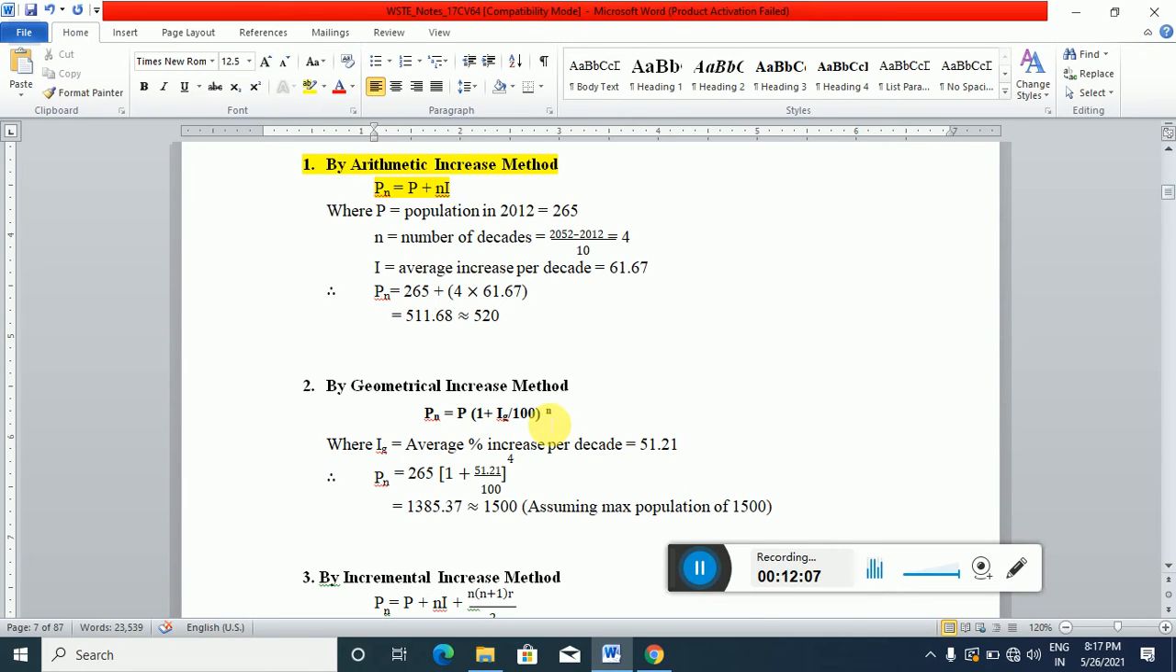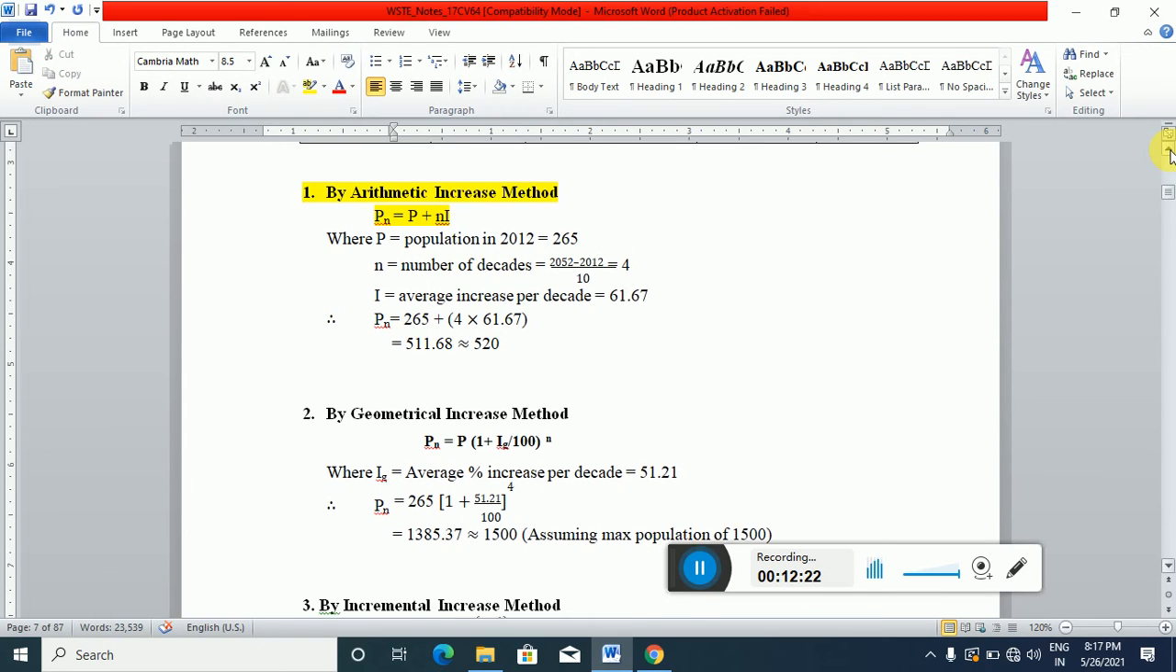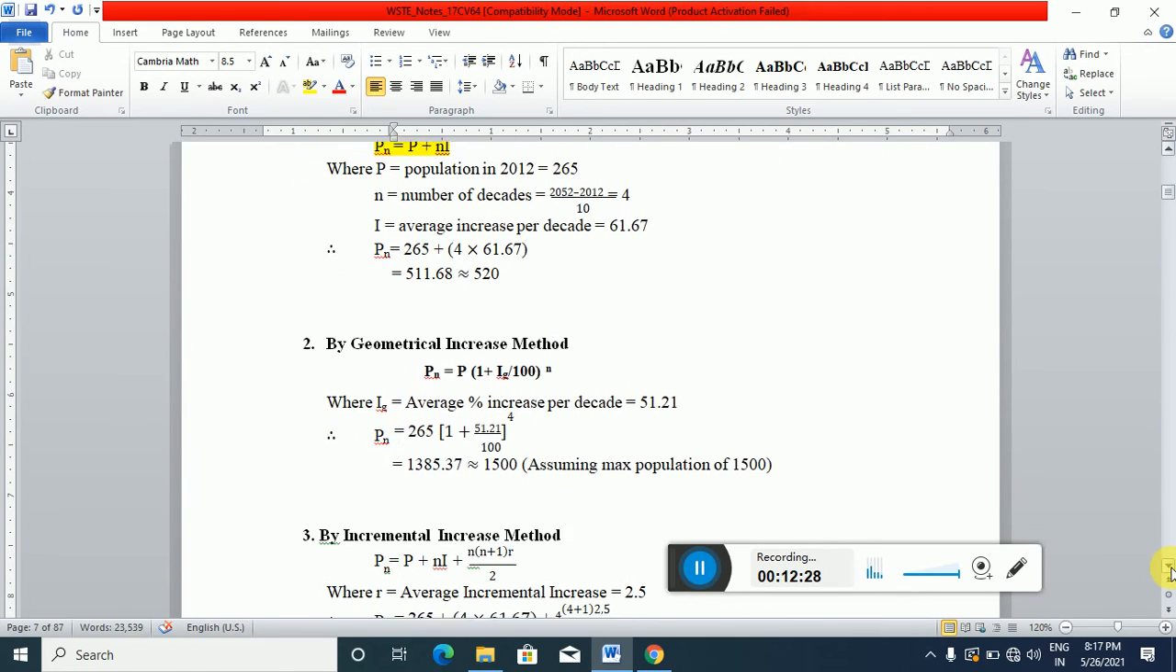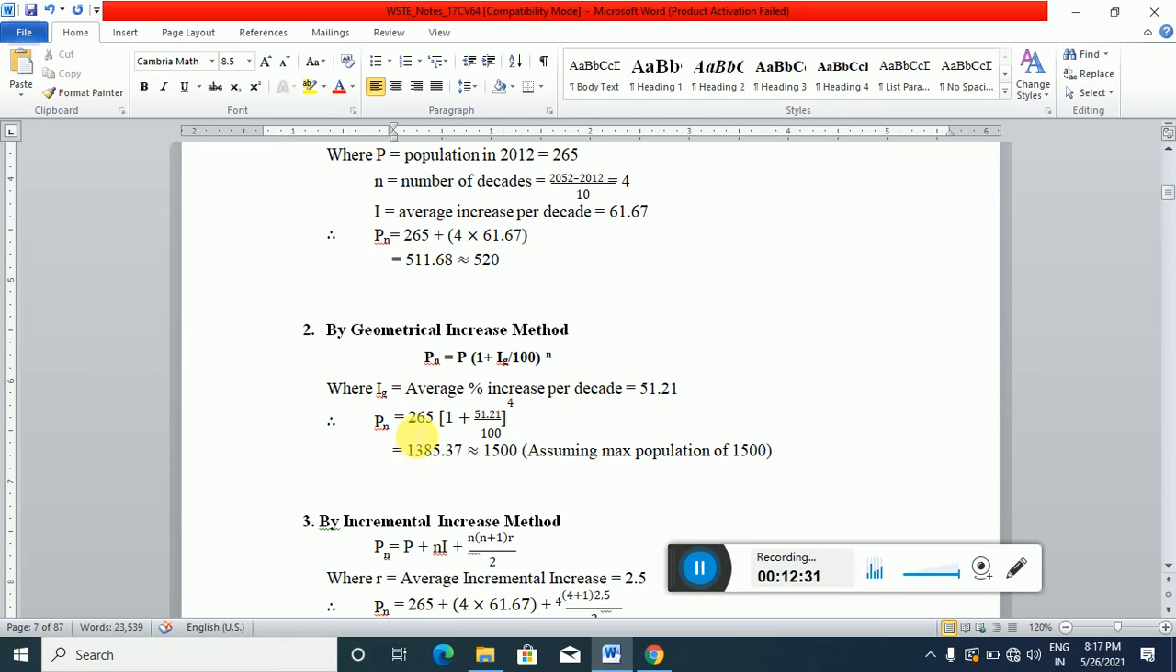Now the formula for the geometrical increase method is Pn equals P into 1 plus Ig divided by 100, whole to the power of n. Remember n is again 4 decades, since we are estimating the population after 40 years. Here we know the Ig value is 51.21, the average incremental increase for these 3 decades, which we estimated using this tabular column. Then using this formula, Pn equals 265 into 1 plus 51.21 divided by 100, whole to the power of n.